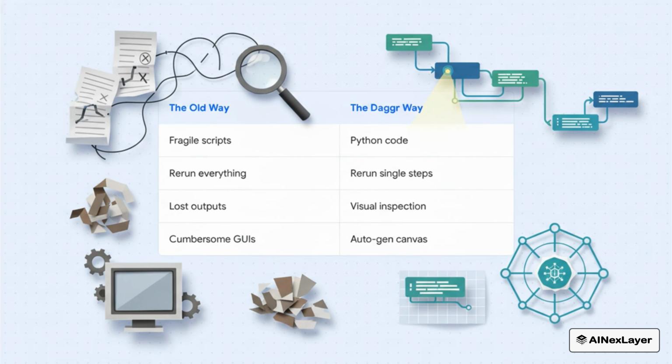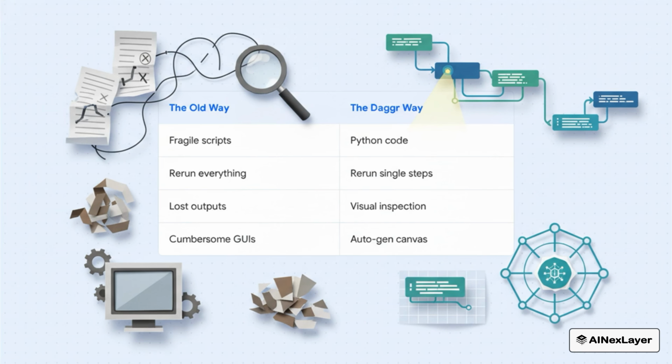Okay, so let's break this down. The old way versus the Dagger way. With the old way, you're dealing with these brittle scripts that are just a pain to maintain. And when something breaks, you got to rerun the entire pipeline. It's almost impossible to see what's happening to your data between steps. And sure, you could use a big GUI editor, but those can be so clunky.